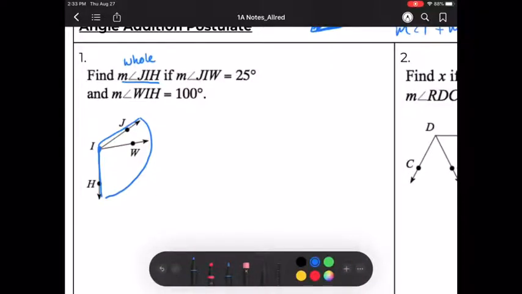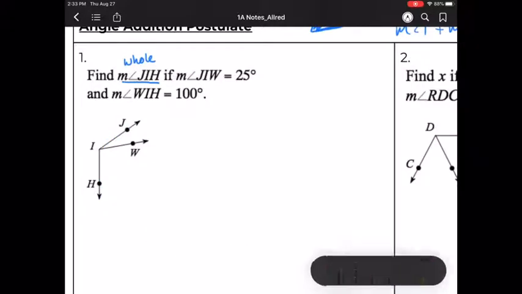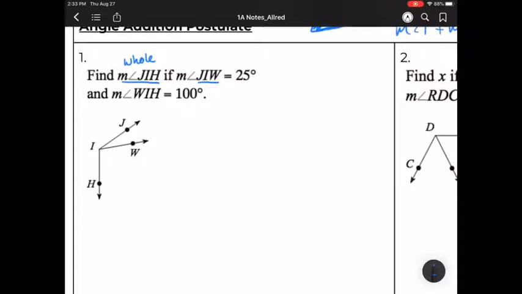So here's what they give me. I'm going to redo that. I'm going to erase some of this. They give me that the measure of angle JIW, that angle is 25 degrees. So I'm going to write in 25 in that angle space. They also tell me that angle WIH, W back to I down to H, that angle is 100 degrees.